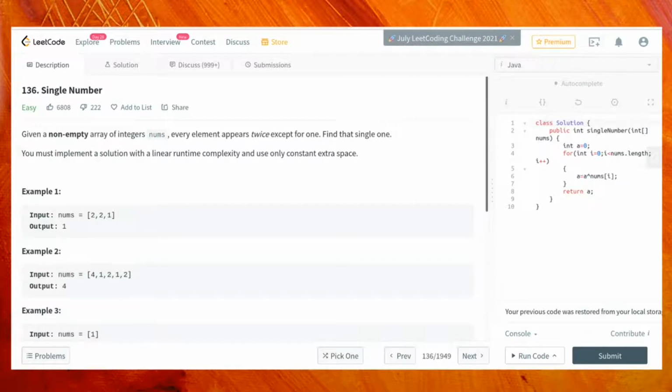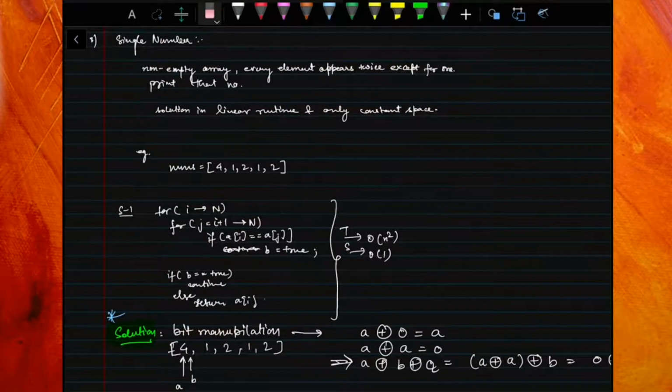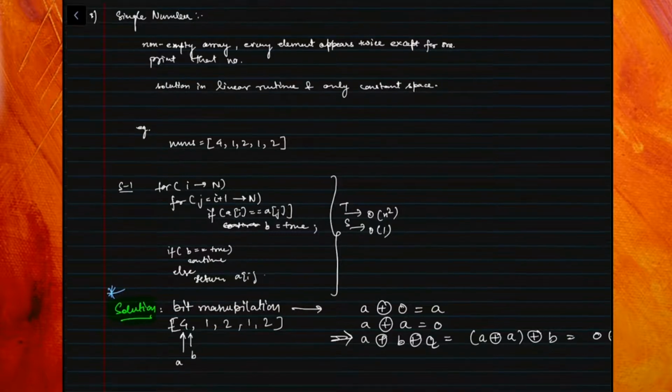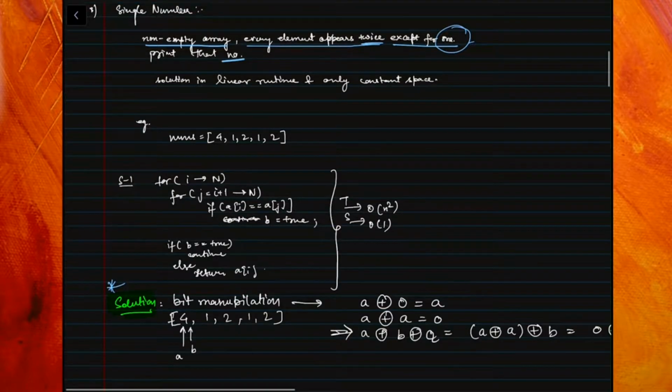So what would be our approach on this? Let's go to the notepad. These are the inputs that we have considered: a non-empty array where every element appears twice except for one. So we're considering this condition and we need to print that number. The solution we need to return in linear time and constant space.